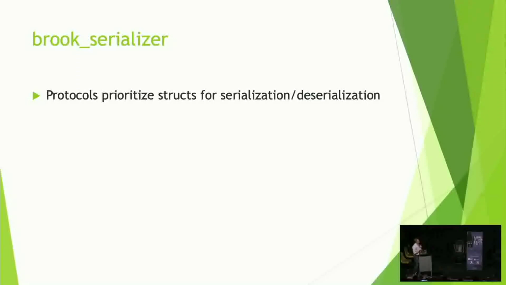So we also broke out the serializer early on because we found the need to implement the protocols in a data structure library. It was solely dedicated to data structures. And because we want to prioritize structs over less enforceable types for our messages, you need to implement the Brook serializer and deserializer protocol for your custom structs.